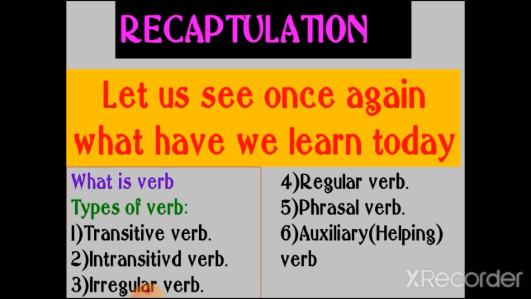Have you understood till now? Okay. So let us recapitulate. Let us see once again what we have learned today. Today we have learned what is verb and the types of verb. First is transitive verb, second is intransitive verb, third is irregular verb, fourth is regular verb, fifth is phrasal verb, and sixth is auxiliary or helping verb. So have you understood?